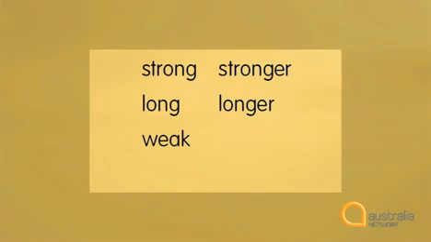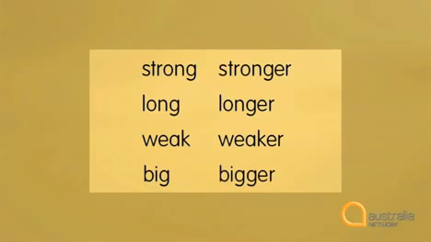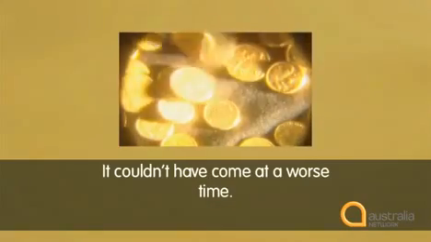Let's look at comparative adjectives a bit more closely. With single-syllable words, we add er. Strong, stronger. Long, longer. Weak, weaker. Big, bigger. But not all adjectives follow this simple pattern. Some are irregular. It couldn't have come at a worse time.